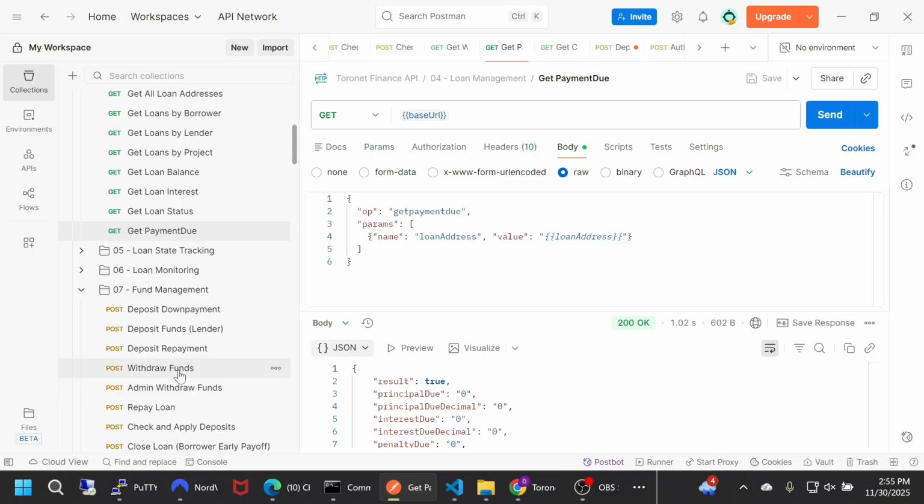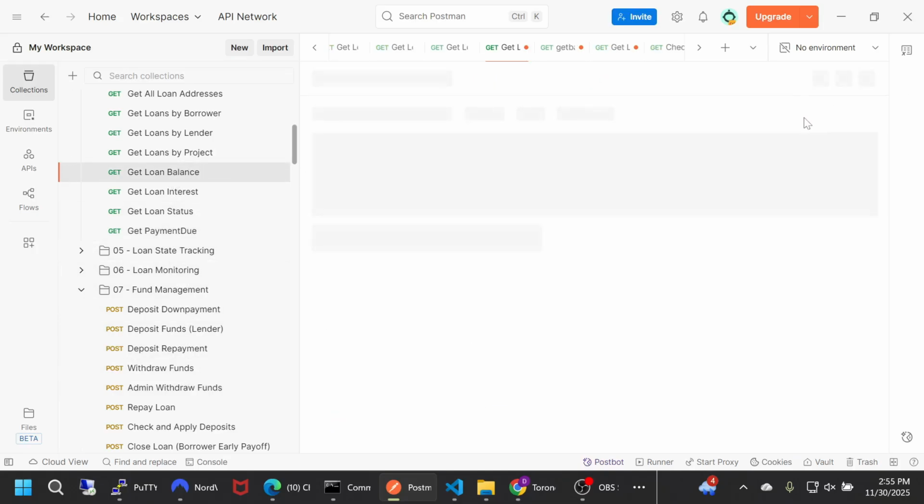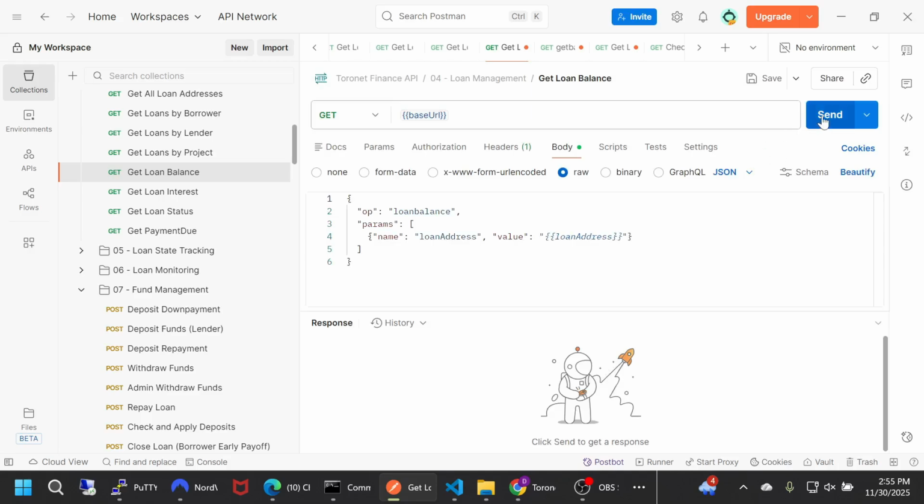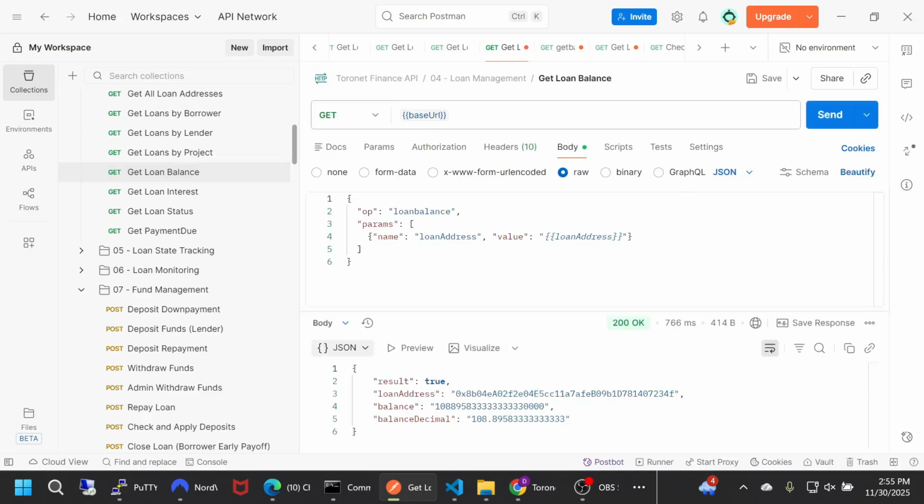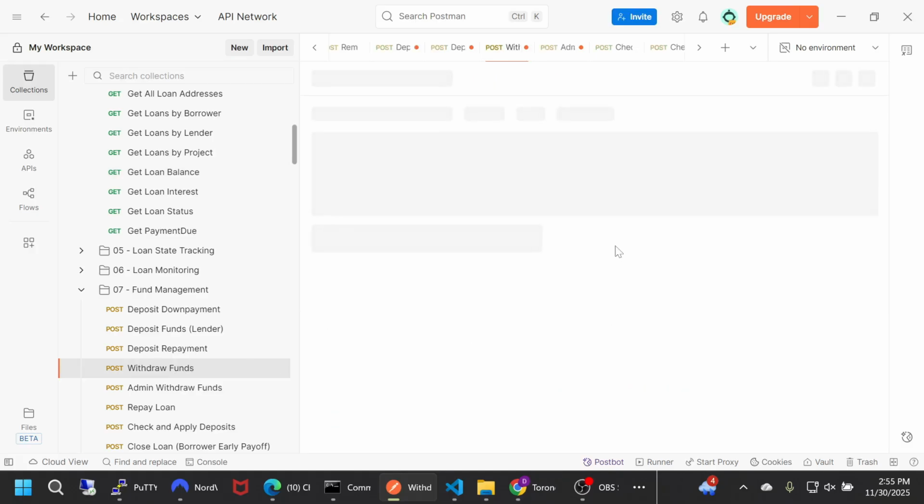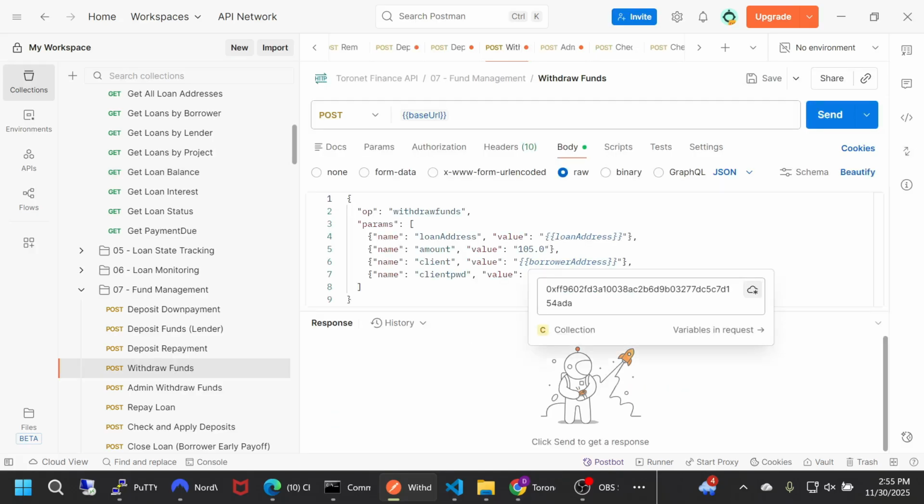Okay, the final step is the lender will withdraw their funds from the loan. So let's see what the balance is. Yeah, so we have the balance 108.89, which lender will withdraw. So this is 108.89. So we're going to change this to lender.